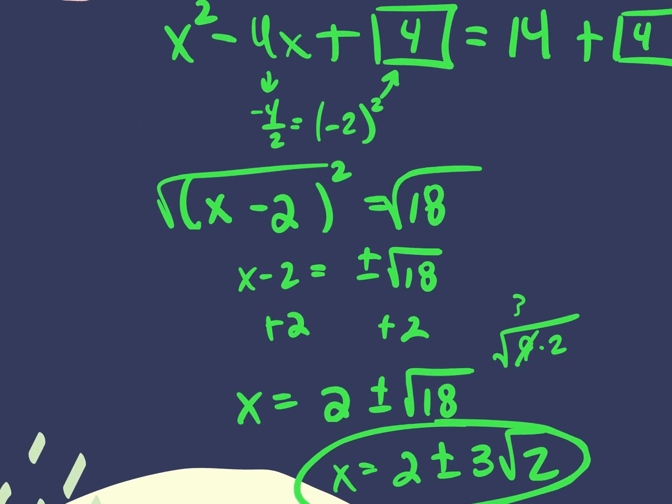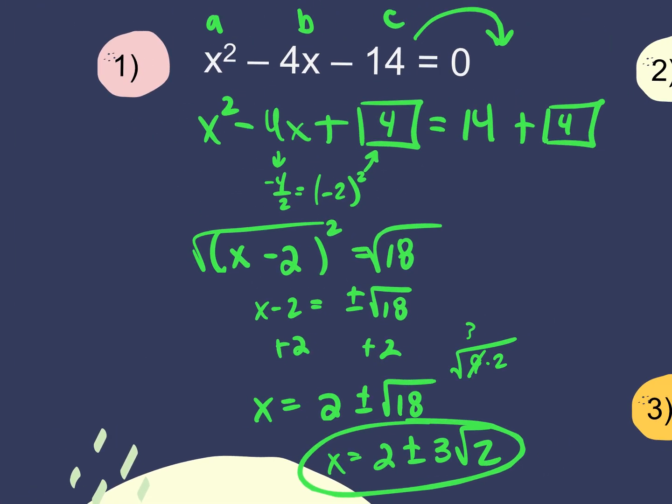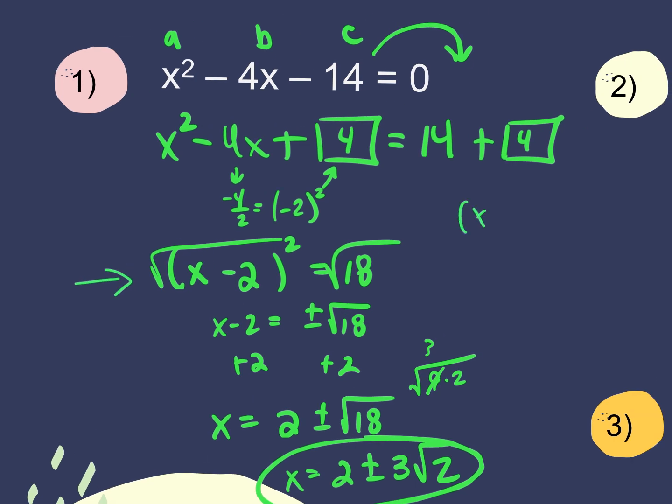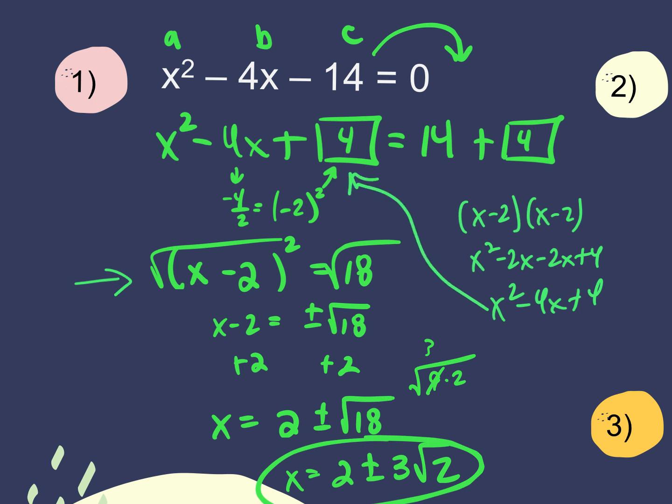Now, let's look back at this for a second, at this step right here. If I have x minus 2 times x minus 2, and we FOIL that out, x squared minus 2x plus 4, yeah? X squared minus 4x plus 4. Is this what we got right there? Yes. Every time you complete the square, you make sure your a term is 1. If it's not, we'll deal with that on Monday.